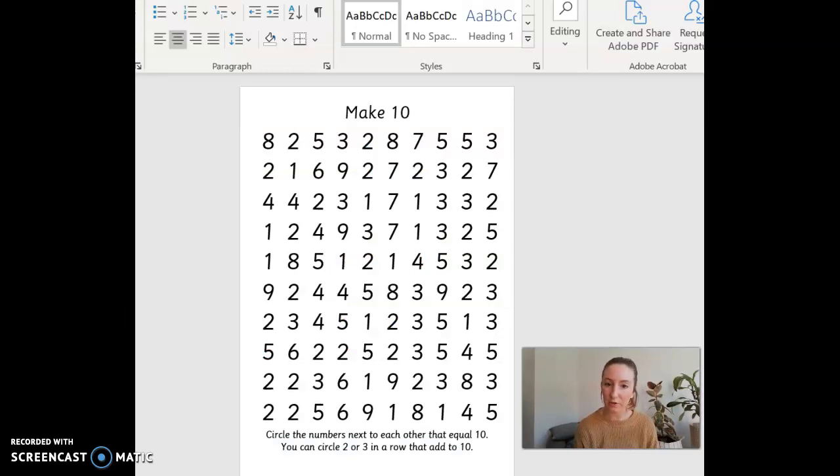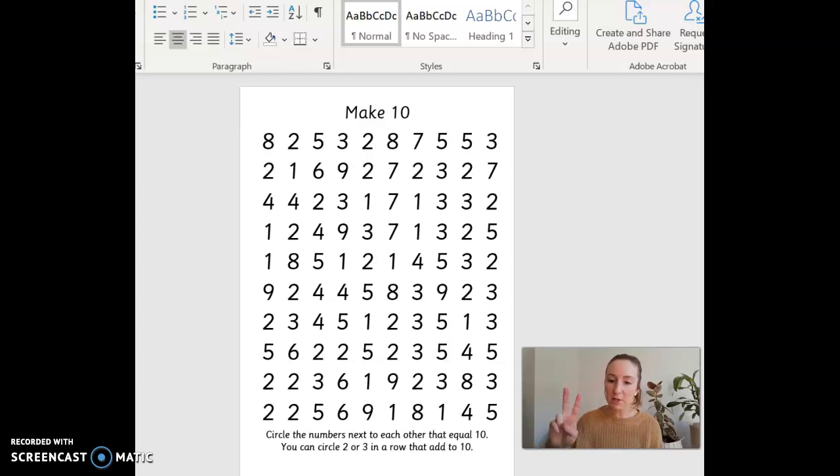All right, hopefully you've finished that activity now. This is your next activity. It's called Make 10. And here, it's like a little bit of a word find, but it's a number find. And we're going to be finding the numbers next to each other, horizontally or vertically, that equal 10.